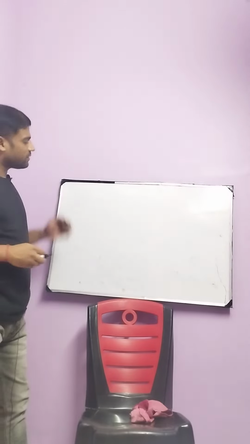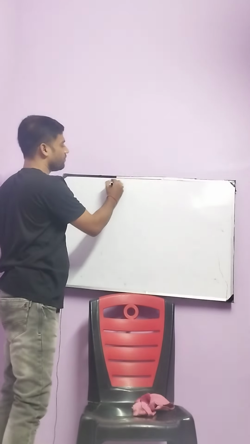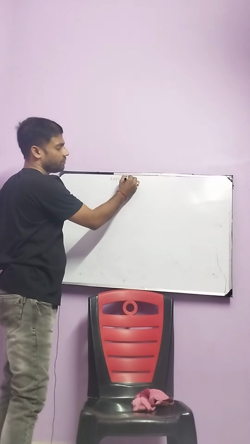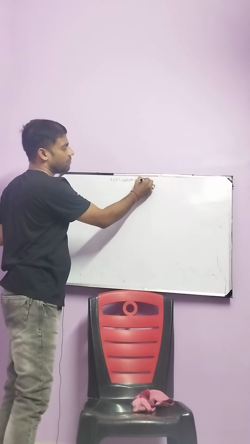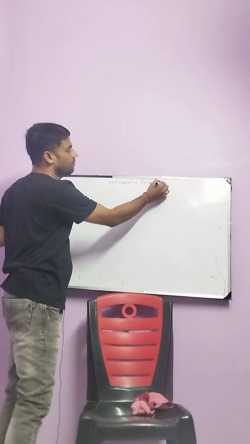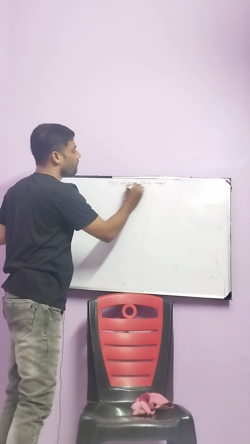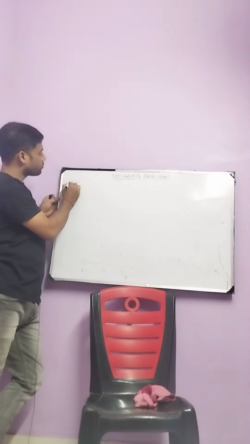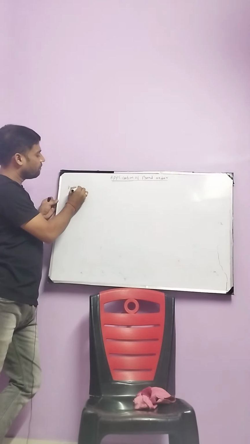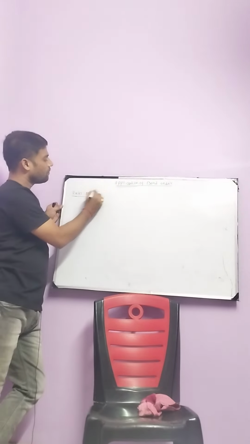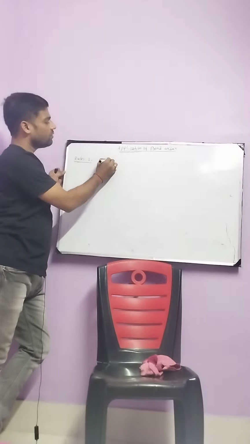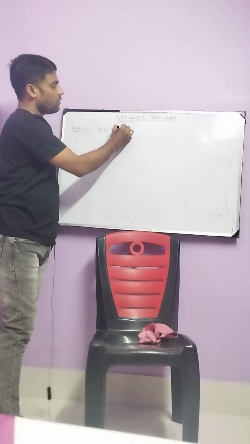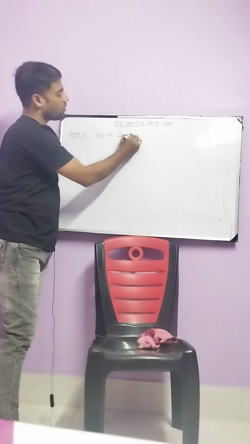Next topic is the application of bond order. Rule 1: bond order, BO, is inversely proportional to 1 by bond length.